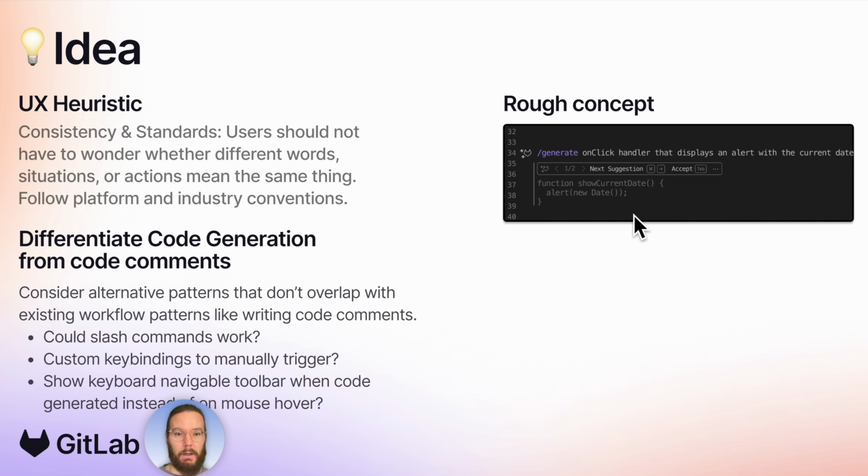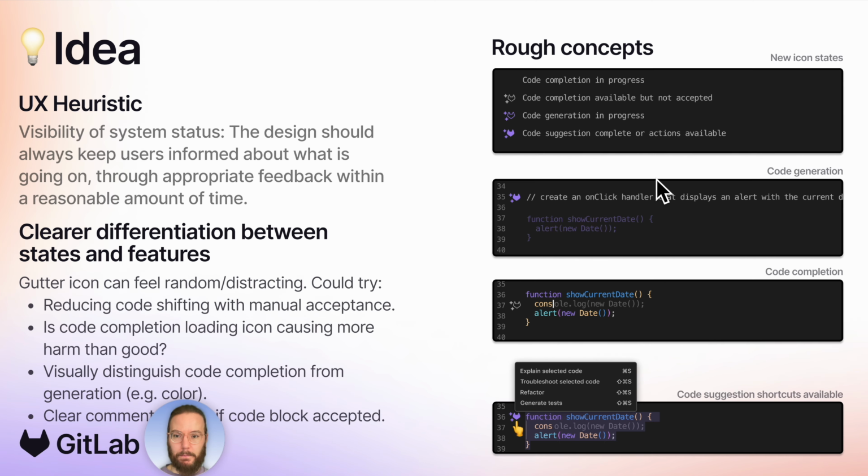We could also group the recommended code gen into its own sort of area, so users will be less likely to miss the step, or they can see that they have a next suggestion available. They can see keyboard bindings.